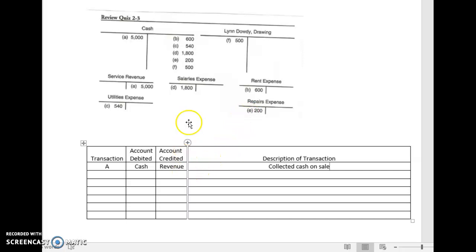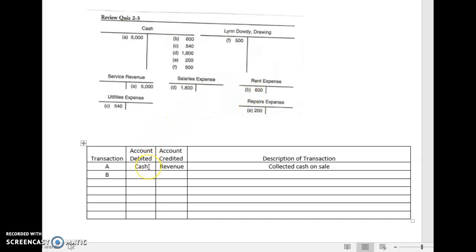Now let's go for transaction B. B, I see is $600 credit to cash, and if I look over here, I also find the matching debit for $600 in rent expense. So my transaction B, the debit is rent expense. Now remember, debit is on the left side of the T account. It could be increase or decrease, but debit just means on the left side. Credit means on the right side.